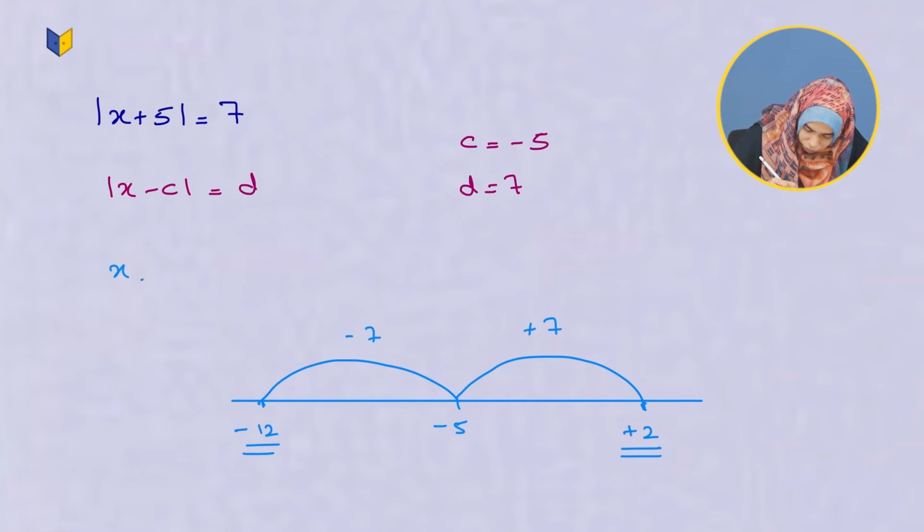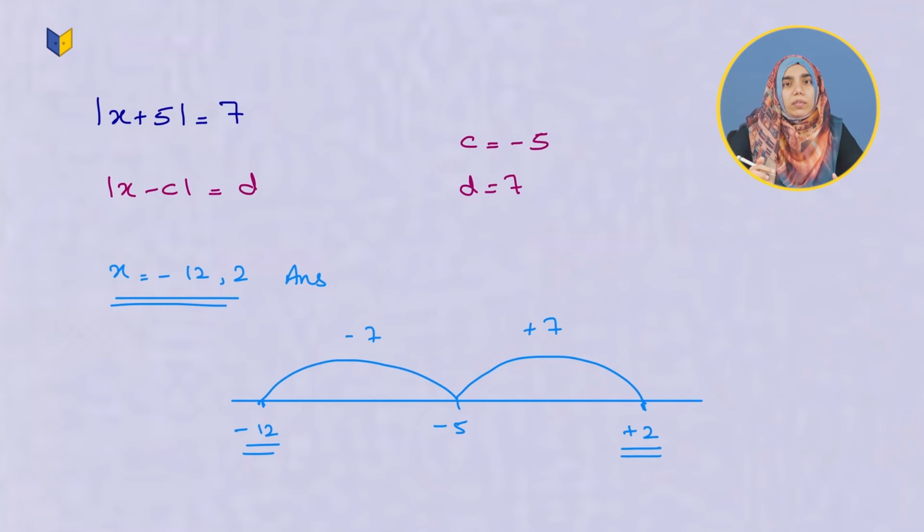The solutions are minus 12 and 2. This is the answer. These are the two x values which are 7 units away from the center, or 7 units away from minus 5. Let's try one more example.